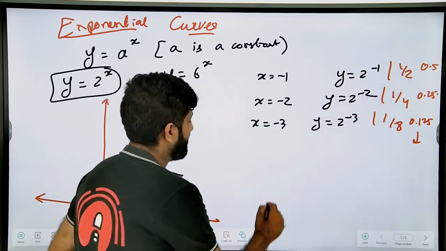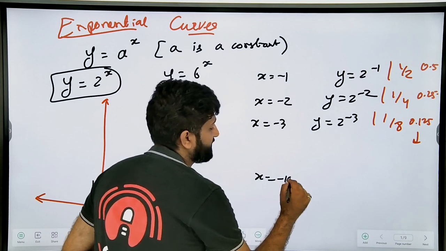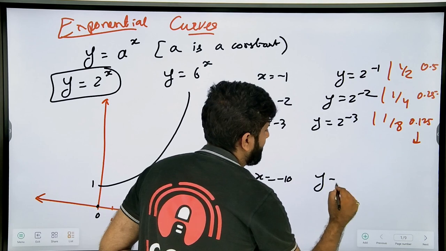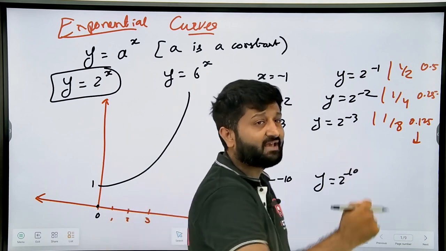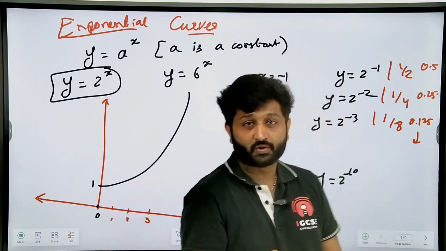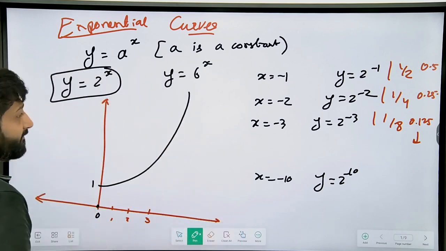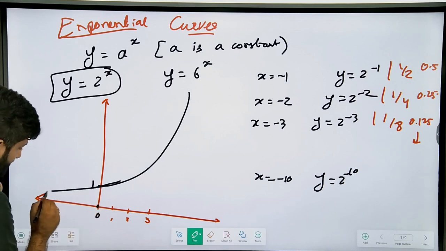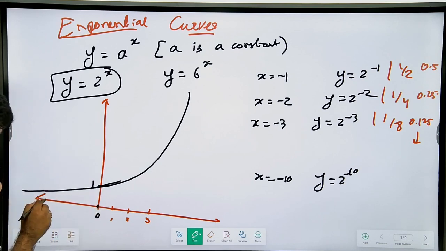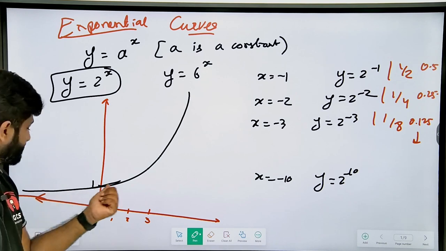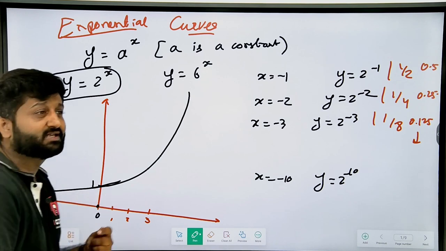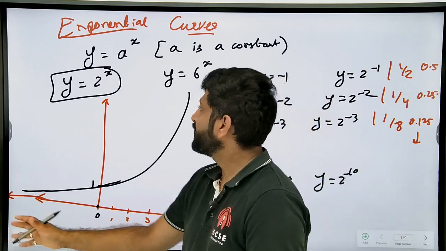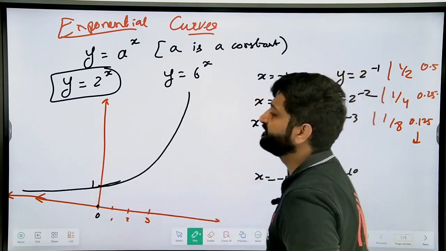In such a way, if I take a very large negative value of x, maybe negative 10, or maybe even negative 100, the value of y would be very, very close to 0. It would be very close to 0, but it will not reach 0. So the graph is going to be somewhat like this. The graph would never touch the x-axis because y is never 0, but it is reaching towards 0. This is how your exponential curve is going to look.